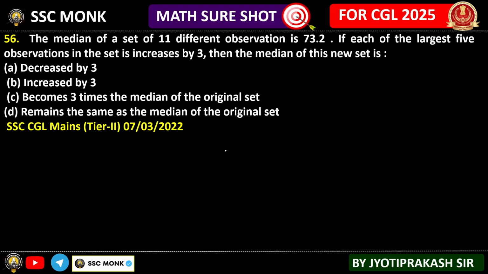See, median means the middlemost point. So here 5, here 5. Here 5 remains the same. Now in this last 5, it is increased by plus 3. So this middle value won't change. So it remains the same as the median of the original set.